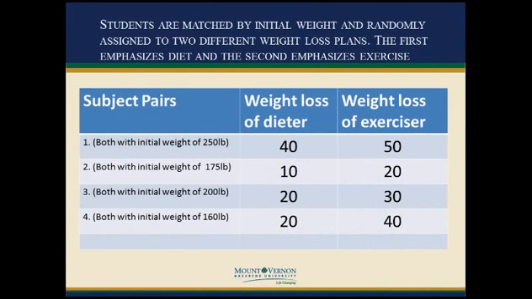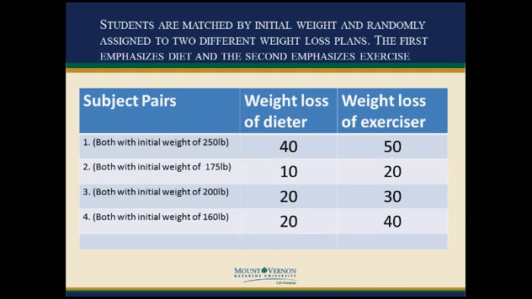And so here's an example of just such an experiment. We have the subject pairs. Students are matched by initial weight, and we've made one group of students. Now, this is a fictitious study, I should say, but it's based on a real life study that was done comparing weight loss due to dieting with weight loss due to exercise. Anyway, we match up students based on weight. We have one group try to lose weight by dieting and one group try to lose weight by exercising.